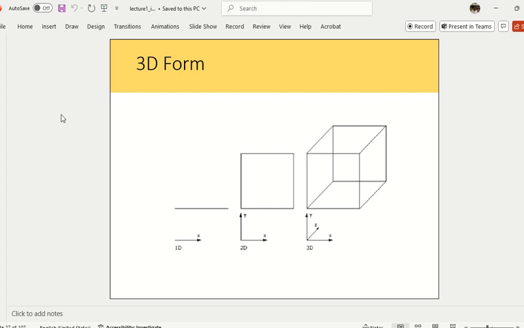Okay, so a line is 1D, you only need one dimension, right? So if you want to analyze what is 1D, 2D and 3D, you have to see how many dimensions you can see. So if you just see one dimension, the length, that is 1D. But if you can see the length and the height as well, that is 2D. And if you can see the third dimension as well, that is 3D.